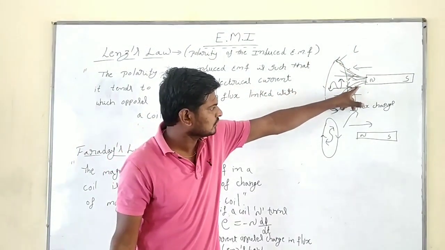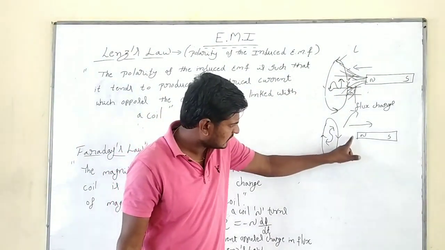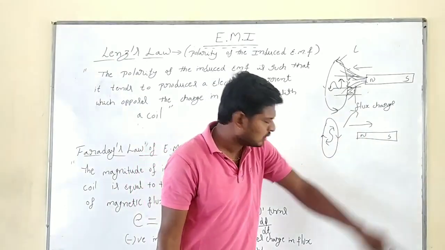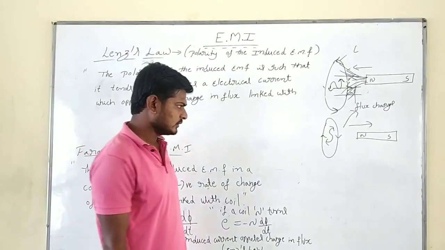Here north pole we move towards the coil. What will happen? Anti-clockwise direction. When the north pole, which was towards the coil, we move away from the coil, what will happen? Current is going to flow in anti-clockwise direction.